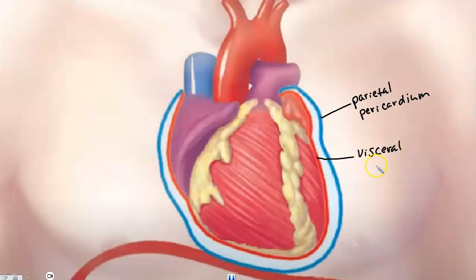It's an "al," so it needs a word after it. This is the heart, so this is the pericardium. So inner one on the heart, visceral pericardium, outer one, parietal pericardium. In between this, that is the pericardial cavity.